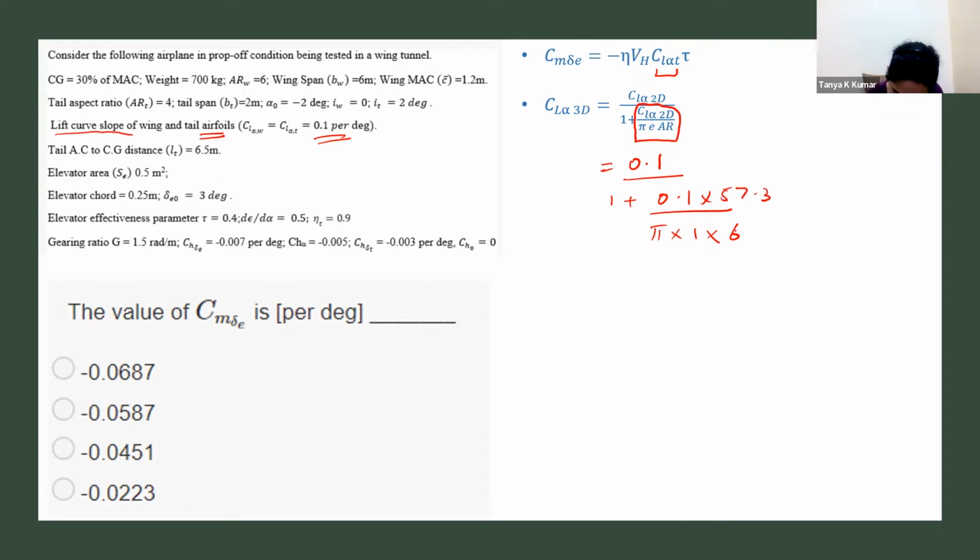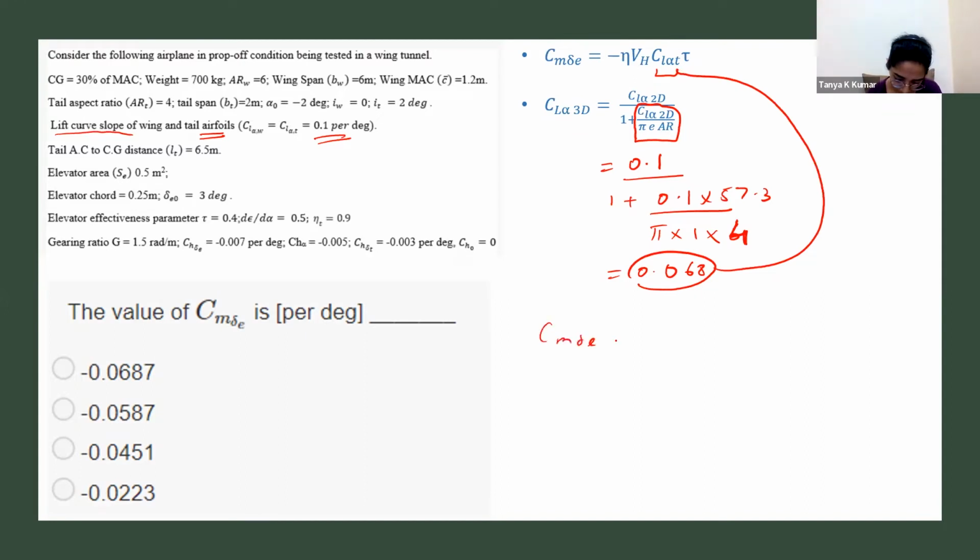Also, this aspect ratio is for the CL alpha of the tail. So the aspect ratio of the tail needs to be taken. That is 4. Okay, so now if you solve this, how much do you get? Can you tell me the value? 0.068. Okay.